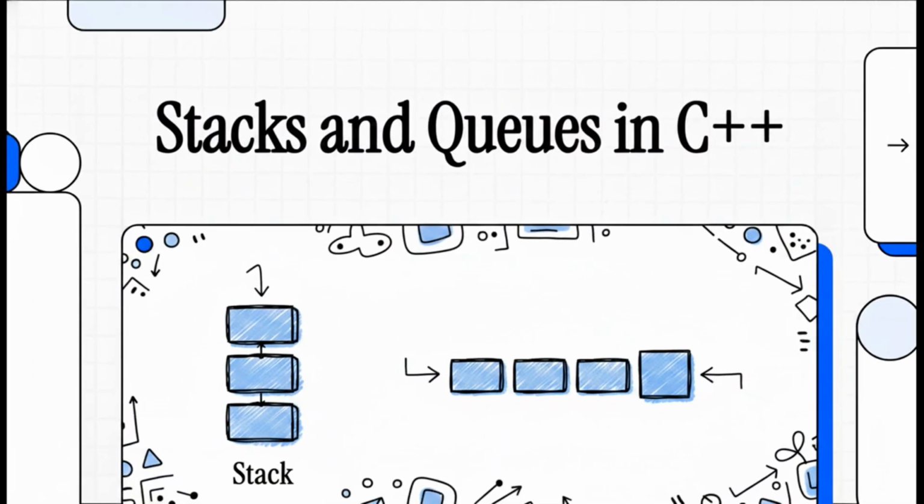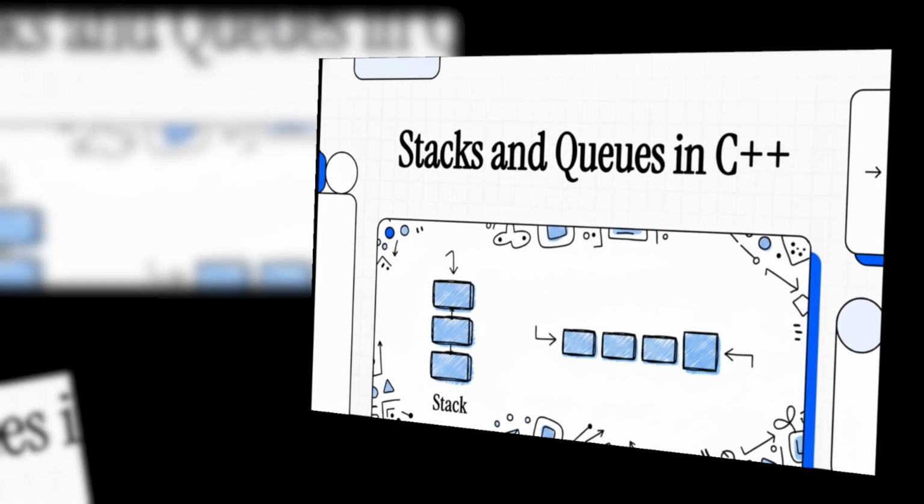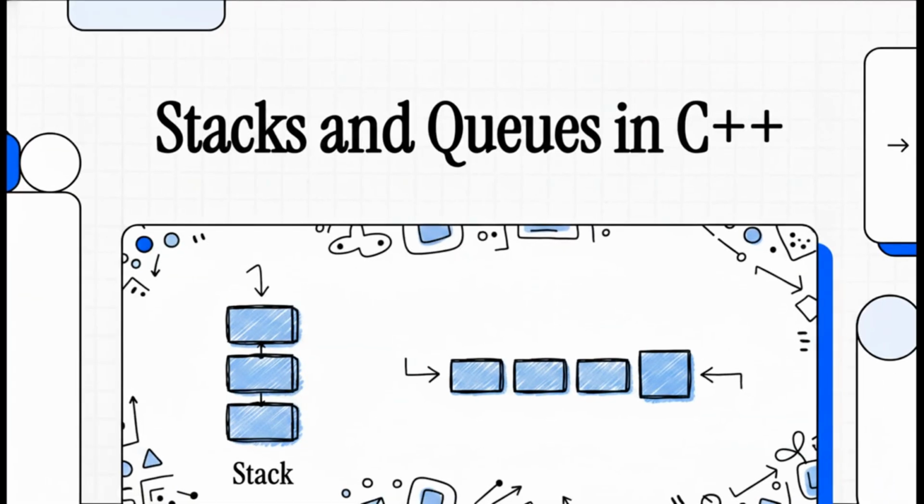Have you ever wondered how your computer manages the sheer chaos of data it processes every single second? Like, how does it perfectly remember the exact sequence of your undo clicks, or flawlessly line up documents for the printer without skipping a beat? Well, it all relies on two incredibly elegant fundamental structures. So let's dive right in and uncover the mechanics behind stacks and queues in C++.